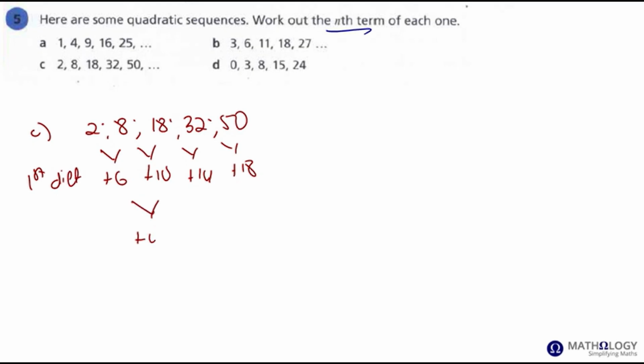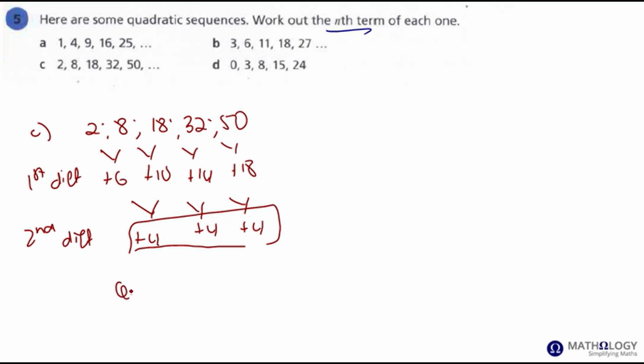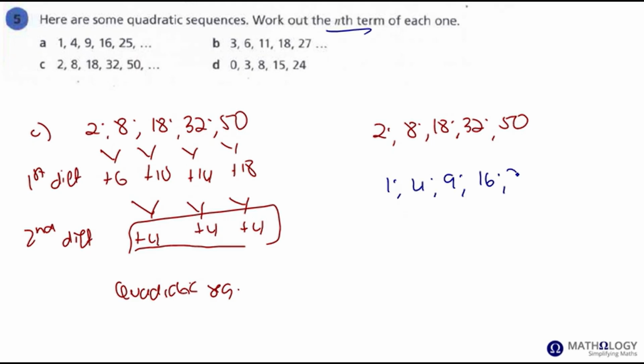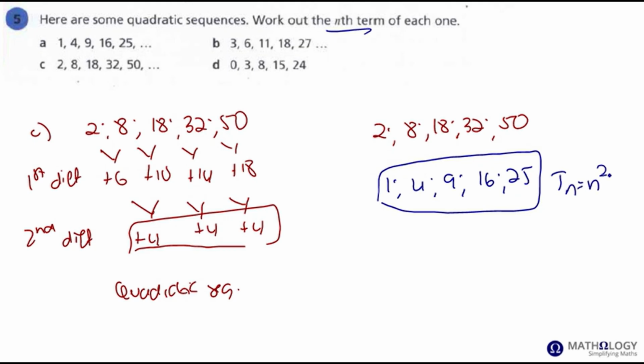We do the second difference now. We have plus 4 between each term. We have a common second difference. So this confirms that we are dealing with a quadratic sequence. So the sequence 2, 8, 18, 32, and 50 is compared with the square number sequence 1, 4, 9, 16, 25. The nth term for this sequence, the square number sequence, is Tn equals n squared.